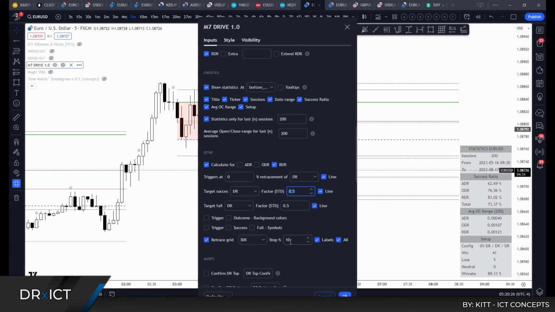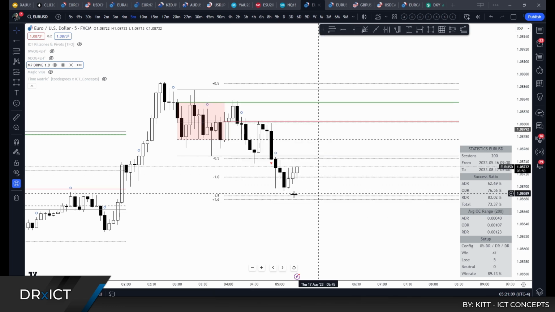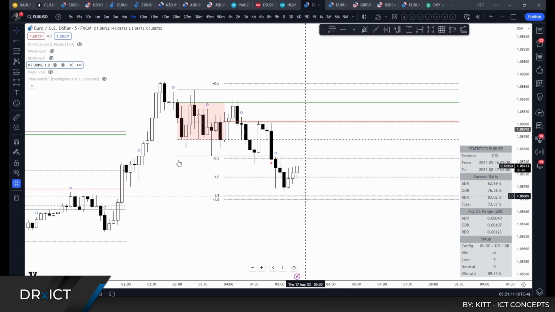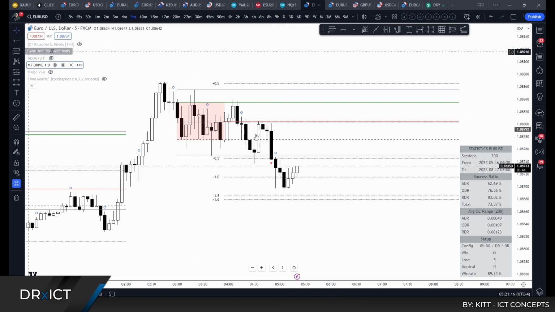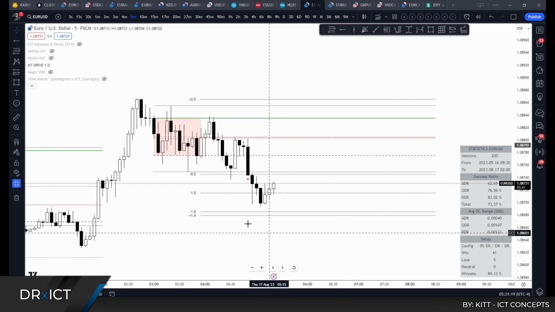Let's go to 1.6. 89%. Fail target, half standard. This is a positive value. Target fail, 0. Retrace grid. So last 200 sessions is what we're looking for. We're coming up on where I honestly think we're going to go. Let me throw in just one more. There's a retrace grid I didn't add.